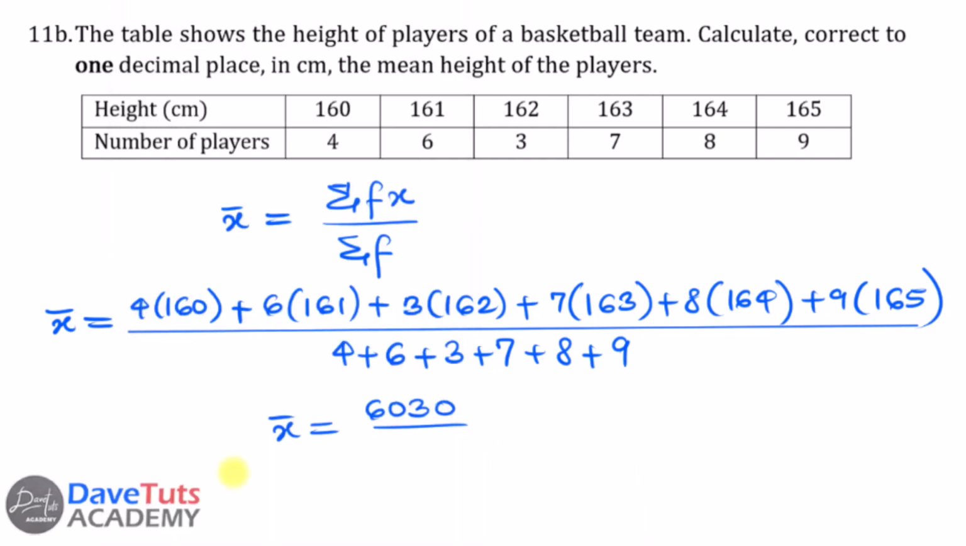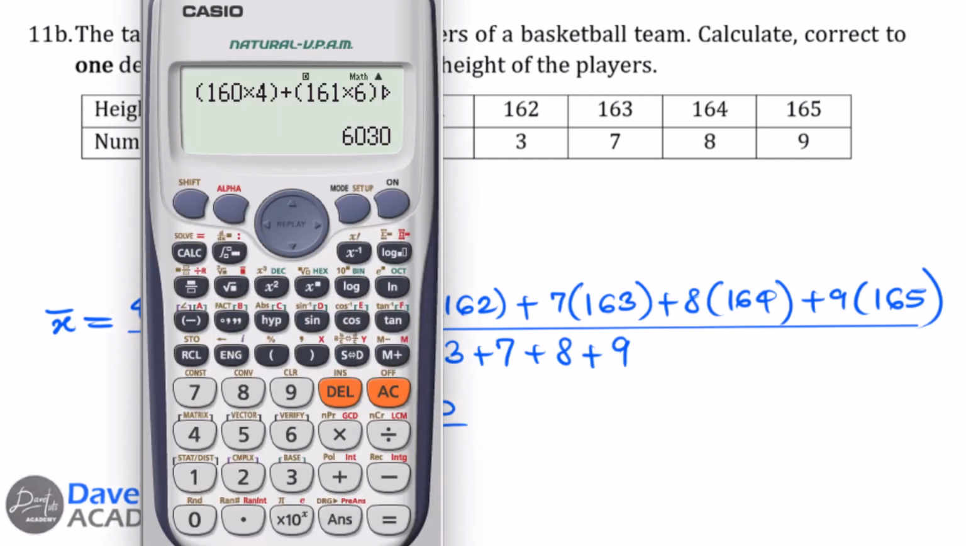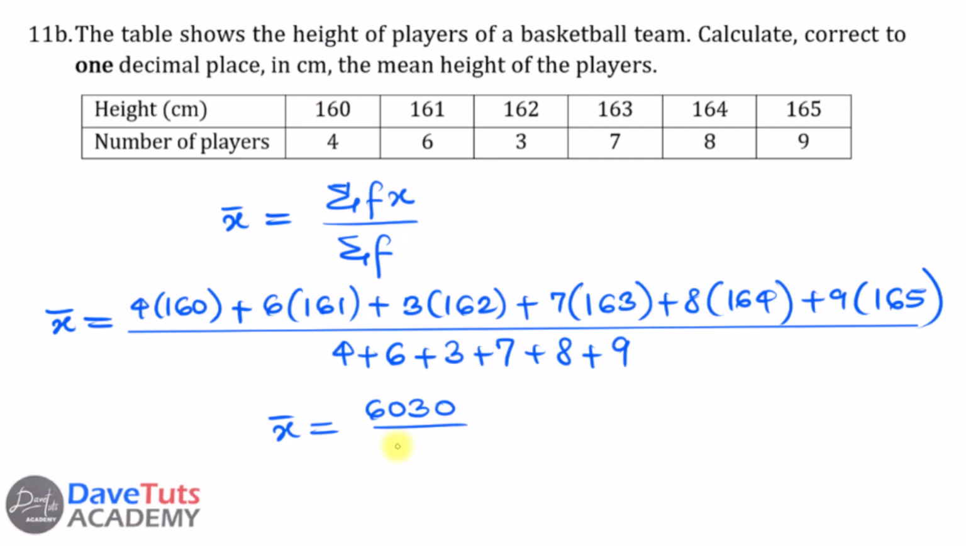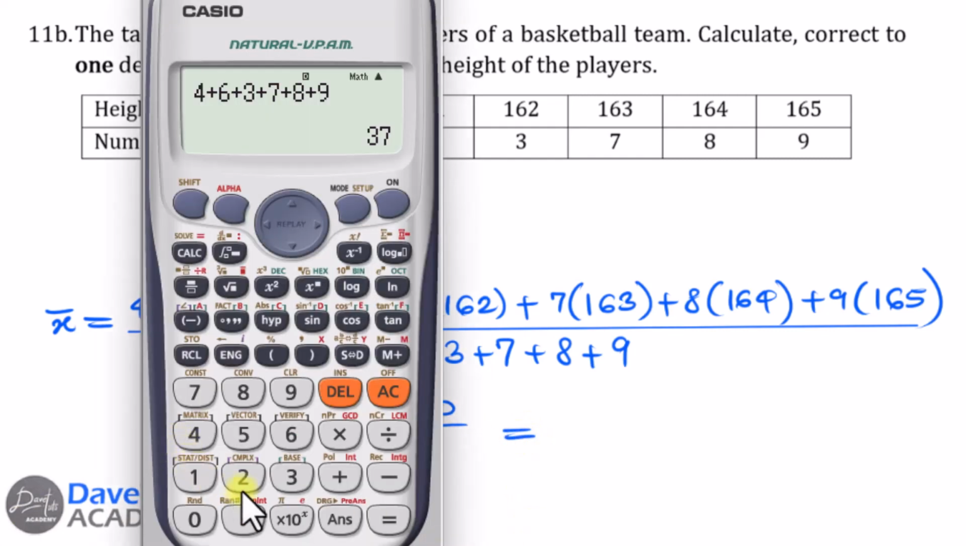So this mean is nothing but 6030 divided by, let's sum the frequencies. We have 4, 6, 3, 7, 8, 9. We have 4 plus 6 plus 3 plus 7 plus 8 and plus 9. So this is 37. So we have it as over 37. So this is going to be our mean height. So we have 6030 divided by 37. Okay, so this is 162.972. This bar means it is being repeated.